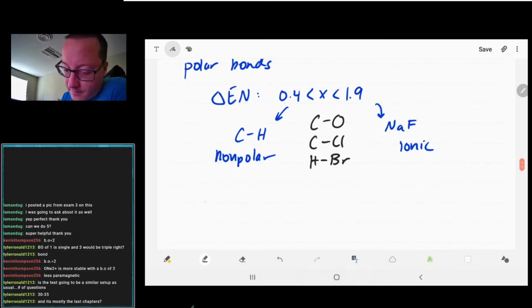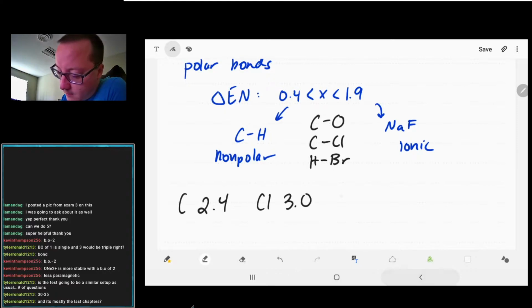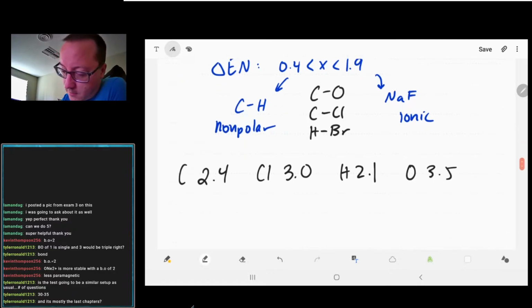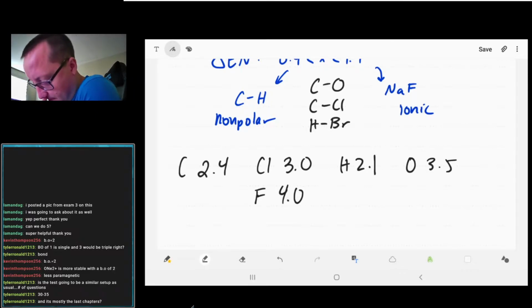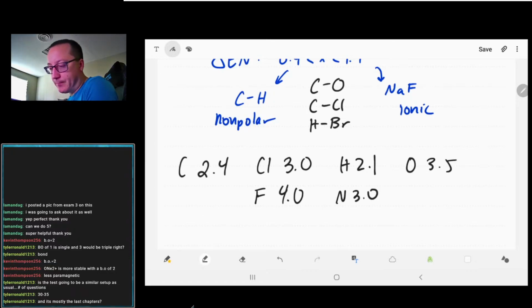Okay, so carbon is 2.4, chlorine is about 3, H is 2.1, oxygen is 3.5. I'm just putting out a bunch of these that I know off the top of my head, and I'll try to put some molecules with them so we can take a look at those. What else do I know? Nitrogen is about 3.0 as well.